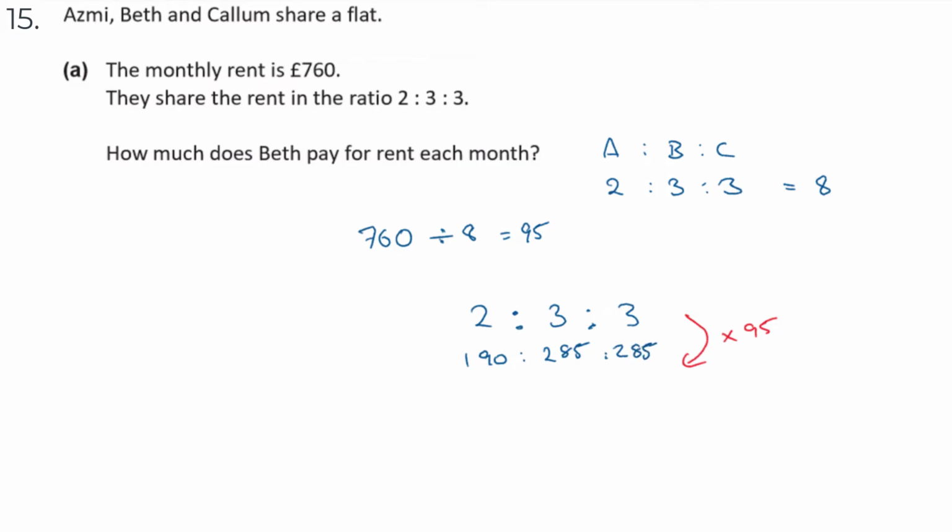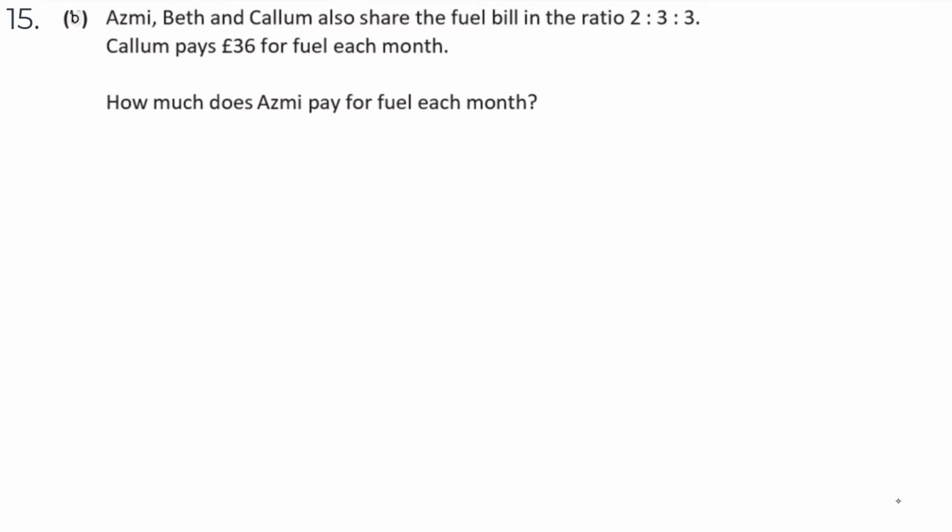Now at this stage you might want to double check your work by adding the 285 and the 285 and the 190 together. Just double check they come to 760. Mine do. So then Beth's, the one in the middle, is 285. Okay, so how much does Beth pay? Beth pays 285 quid.